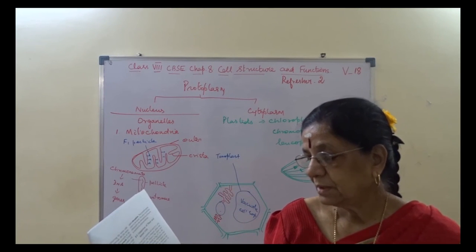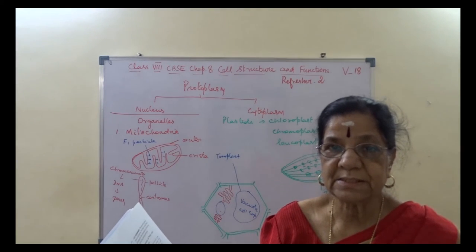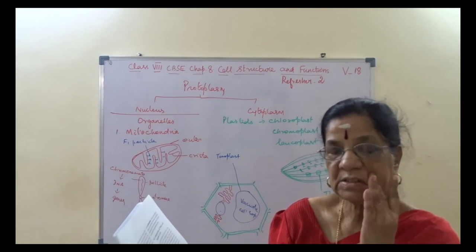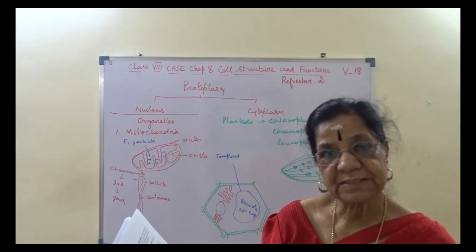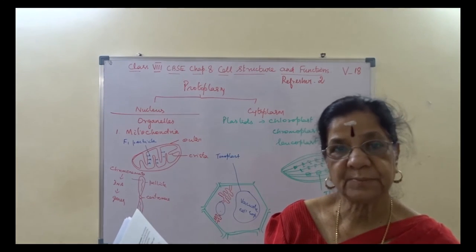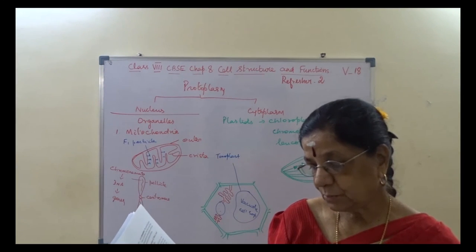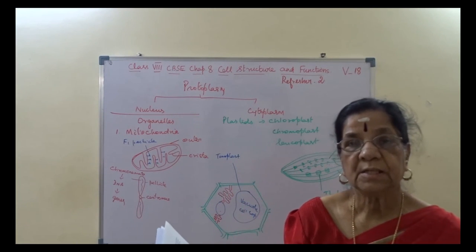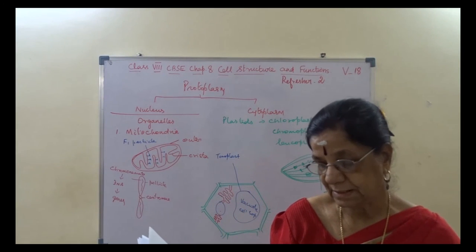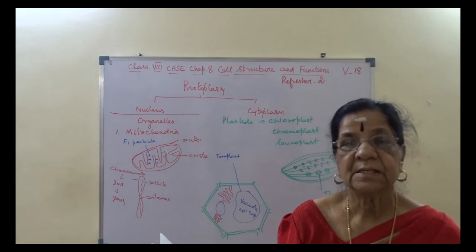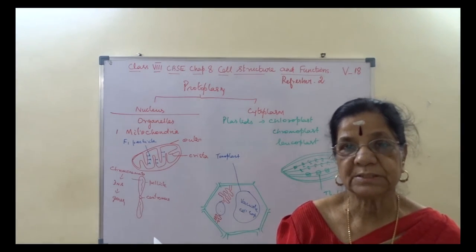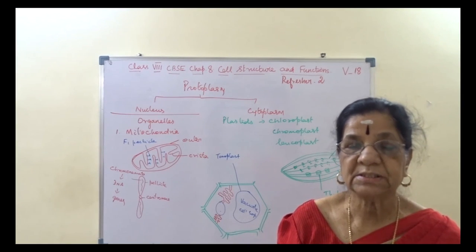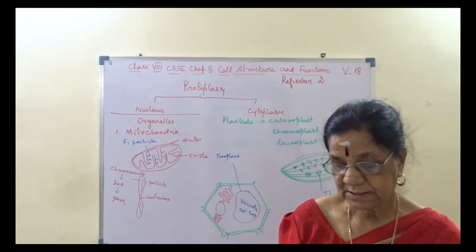Cell membrane is present in both plant cell and animal cell. Cell wall is present in plant cell, absent in animal cell. Nucleus is present in both plant cell and animal cell. Nuclear membrane is present in both. Cytoplasm is present in both. And plastids are present in plant cell, absent in animal cell. And vacuole is present in plant cell and absent in animal cell. I hope you understand this.